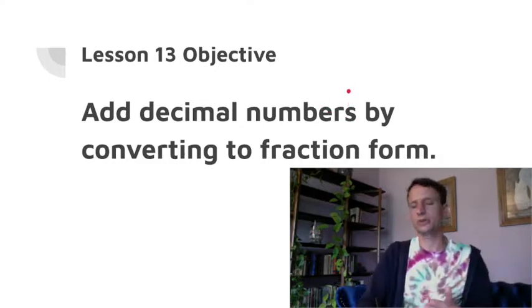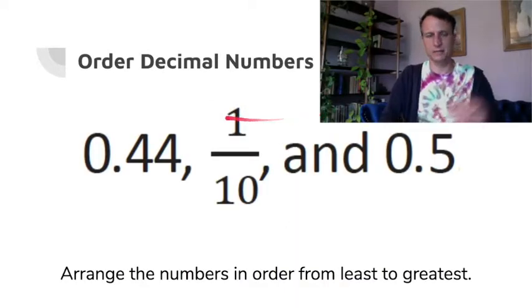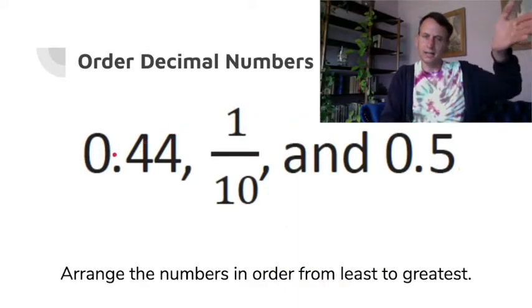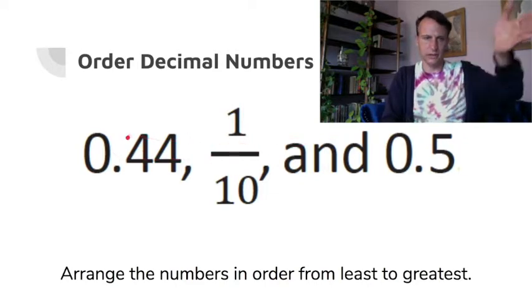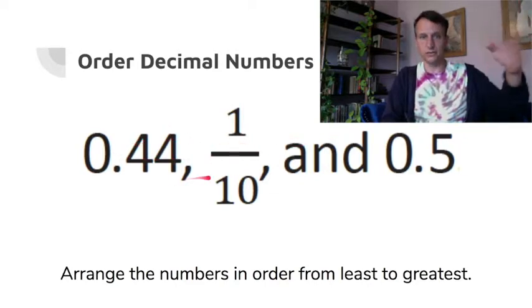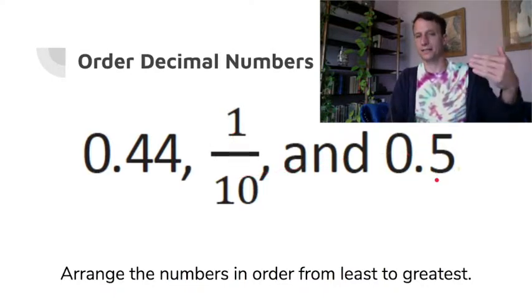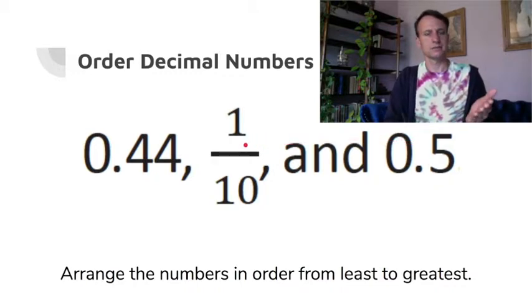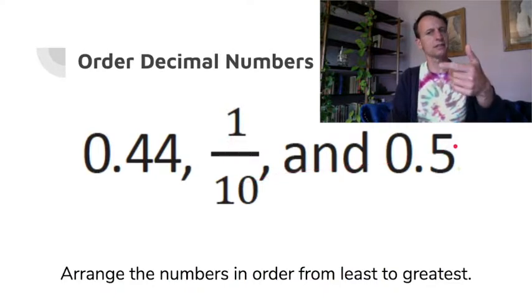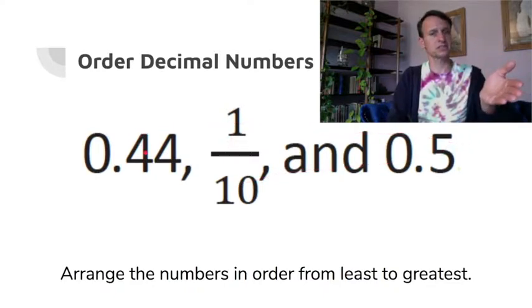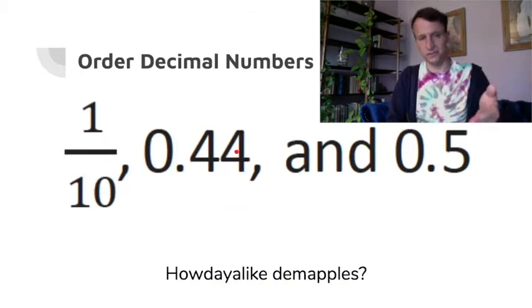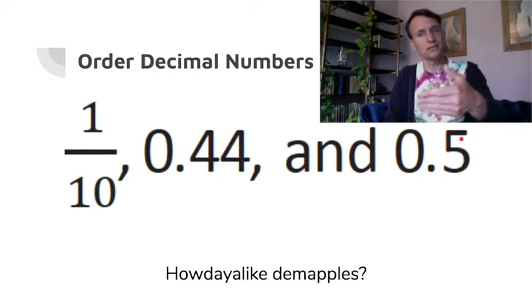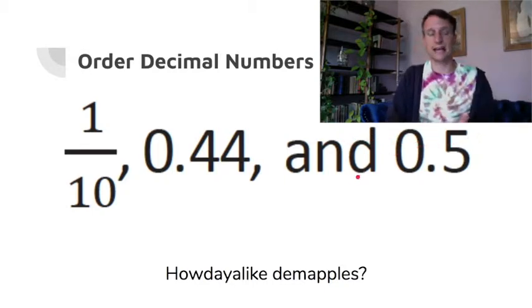All right, so we'll start off with a little look back at yesterday and days gone by. We're going to put these in order from least to greatest. 44 hundredths, 1/10, and 5/10. Think about it in terms of money. This would be 1 dime, this is 50 cents and 44 cents. So which is the least? The 1/10, then the 44 hundredths, and then we could call it 5/10 or 50 hundredths. How do you like them apples?